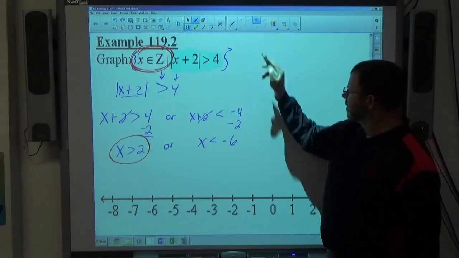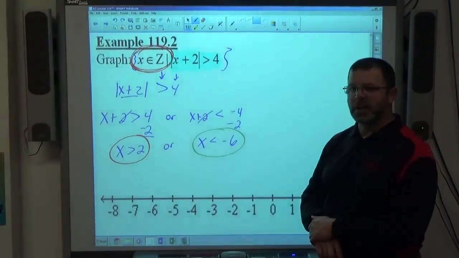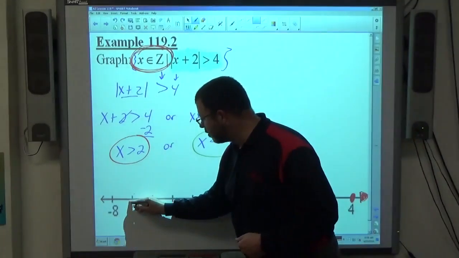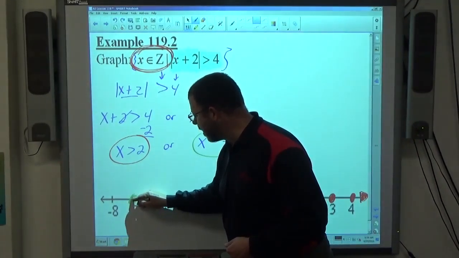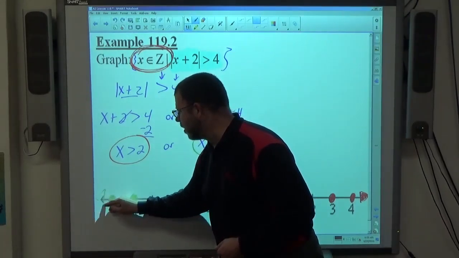If I'm graphing x is less than negative 6, is negative 6 less than negative 6? No. Is negative 7? Yes. And that's the first integer that's true, so I'm going to put a closed circle at negative 7, a closed circle at negative 8, and I'm going to shade the arrow to represent that it goes on forever.